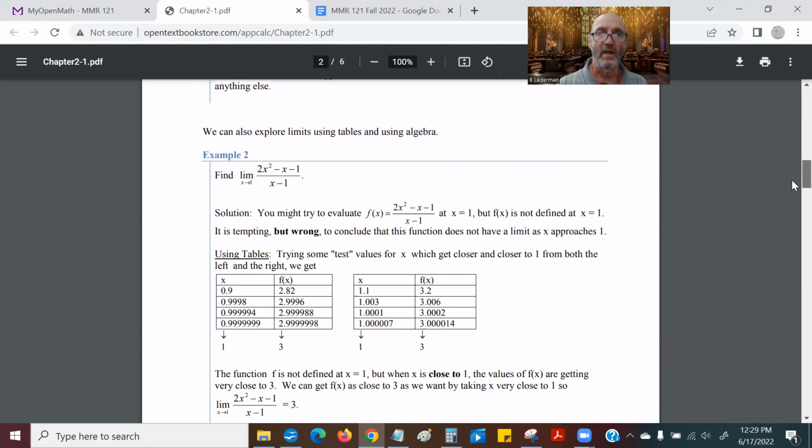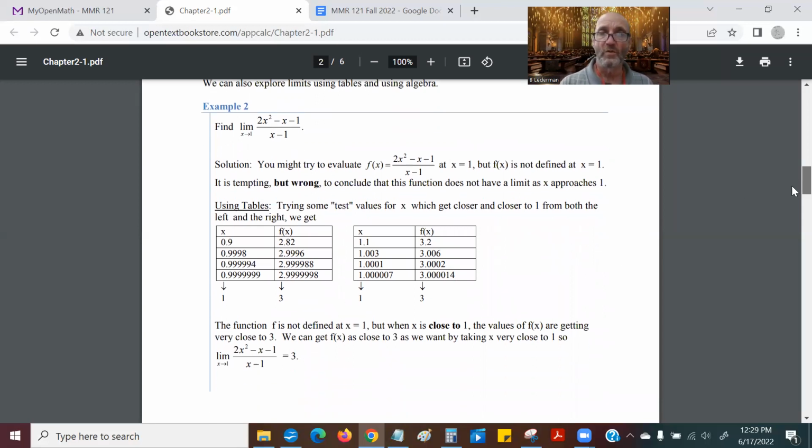And here we have a very nice table. It is telling me the function does not have a limit as x approaches 1. And in fact, it looks like the limit is 3, because on this side it's getting closer to 3, and that side is getting closer to 3. So it actually looks like it is 3. That's what it looks like to me. And we want to know when x gets closer and closer to 1.